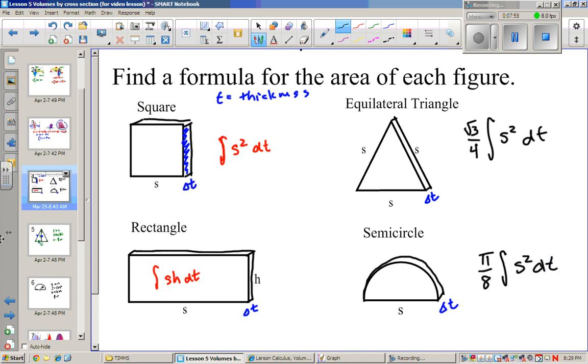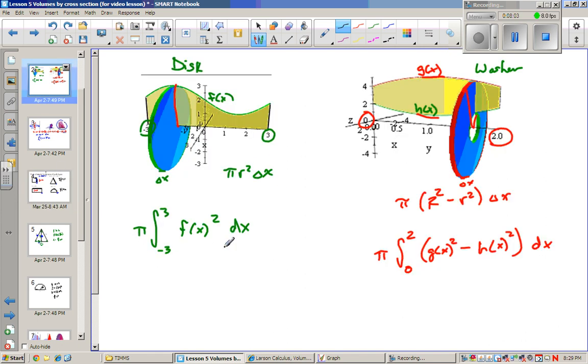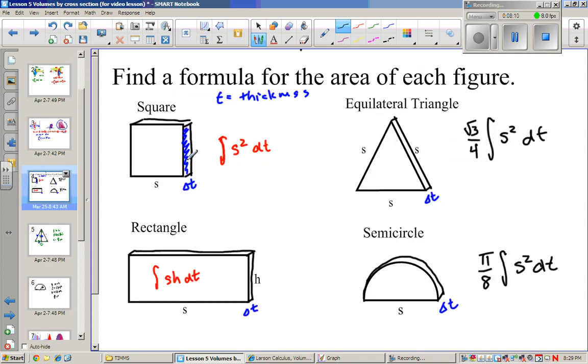I want to just take a minute to note, when do we have pi? Remember these, we had pi because our cross sections all involved circles, so you're going to have pi. Now with squares, no pi. With triangles, no pi. With rectangles, no pi. Semicircles, we've got pi in our formula again. So if it's circular, there's pi. If it isn't, no pi.